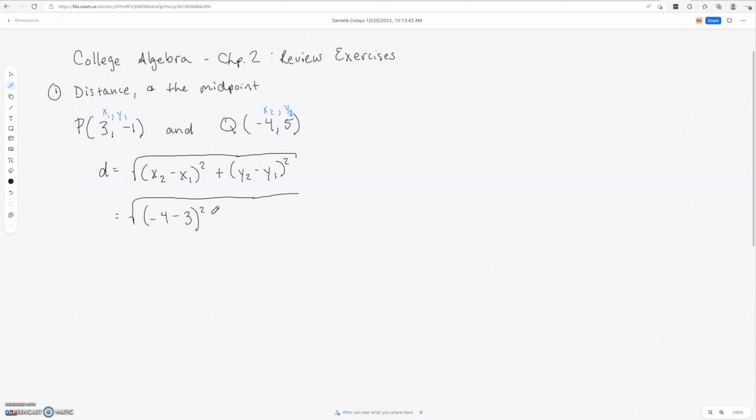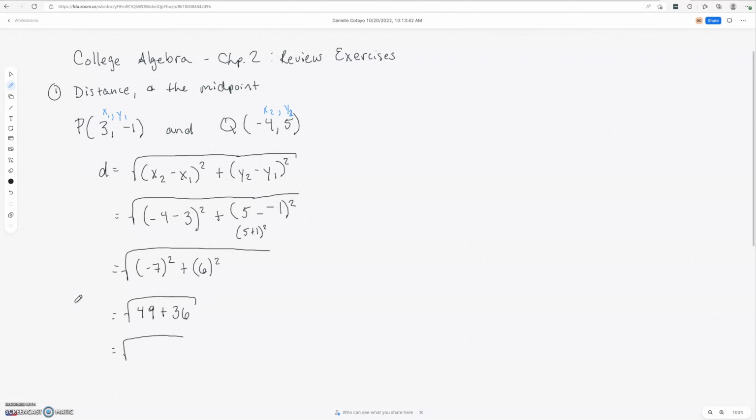Okay, so -7 squared is +49, plus 6 squared is 36, and then 49 plus 36 is, let's see, 9 plus 6 is 15, 4 plus 1 plus 3 is 8, so 85. So the distance between these two points is the square root of 85.